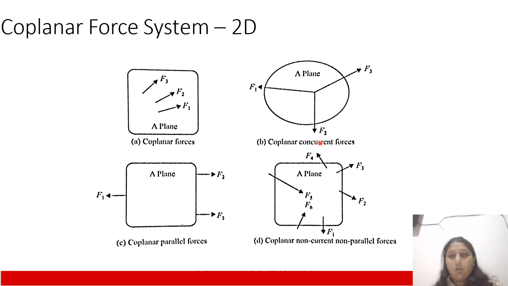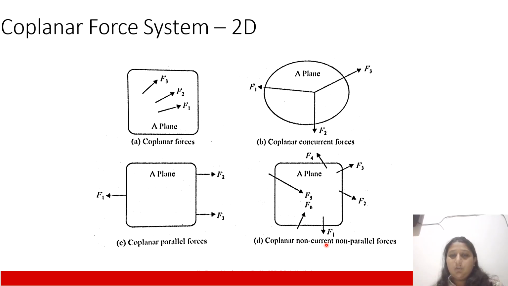Next is coplanar concurrent forces. Here, as you can see, they are in a single plane, but they intersect at one particular point, while moving in three different directions. Hence, we can say they are coplanar and concurrent forces. Next is coplanar parallel forces. Parallel means they never intersect with each other. As you can see in this diagram, they are passing through the same plane but in parallel directions. Hence, they are called coplanar parallel forces.